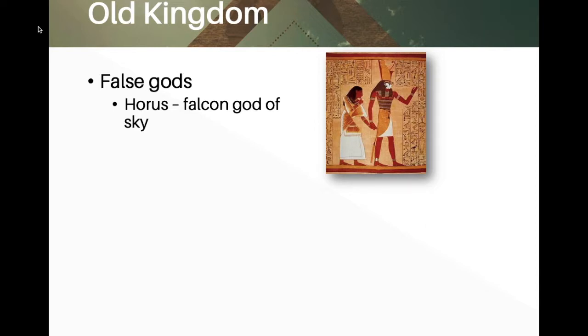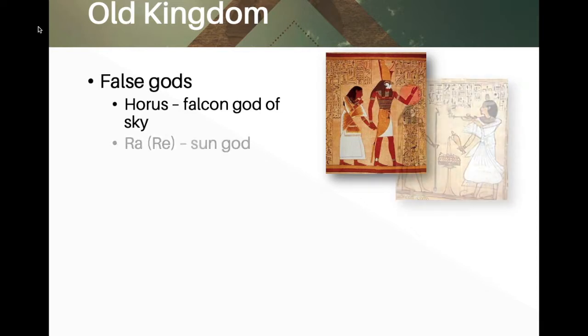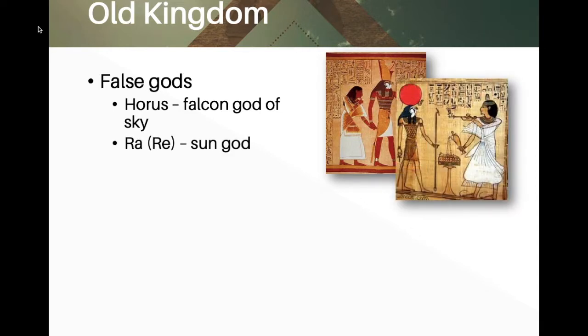And we see that most pictures or representations of Pharaoh were large, towering figures that towered over the human subjects because of their belief that they were divine. This next picture here is Ra, or Re, which is also a sun god.